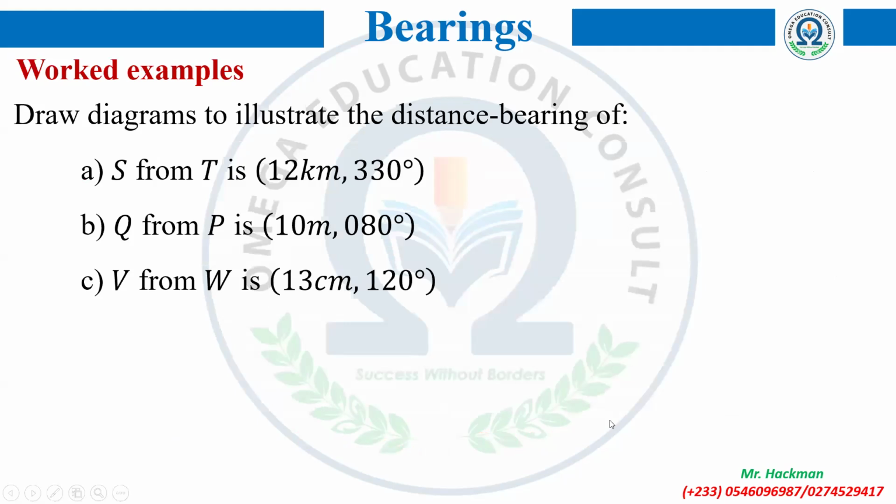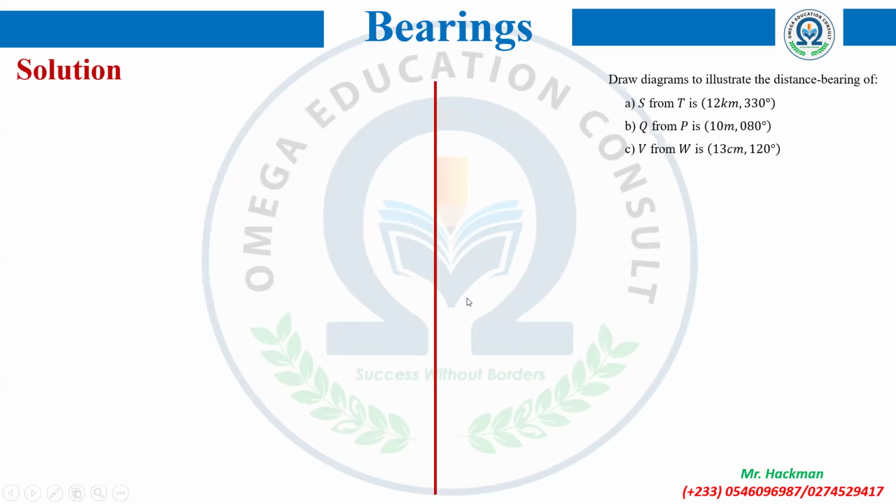So let's look at how to draw diagrams based on distance bearing. You will need this. Once you get this, every bearing question should be easy for you, because always the diagram will be key. If your diagram is wrong, everything will be wrong basically. So please take note. So quickly, let's go and look at the solution to this question.